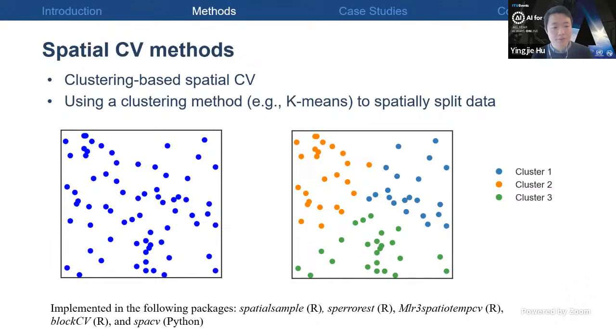The first one is spatial cross-validation based on clustering. Basically, we use a clustering method such as k-means to spatially split our data. In this example, we have 3 clusters, and then we can use, for example, 2 clusters for training and 1 cluster for validation. And here are the software packages that implement this clustering-based spatial cross-validation.